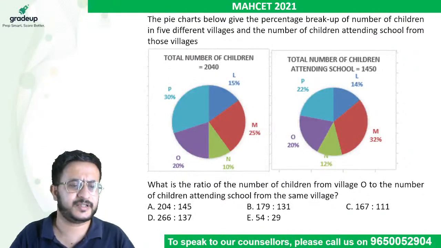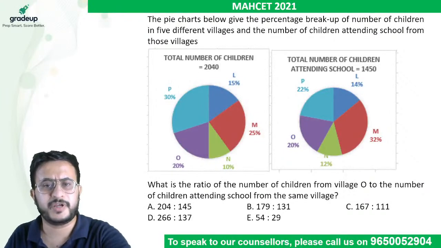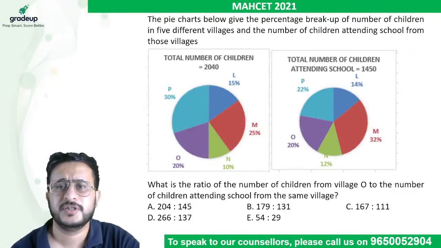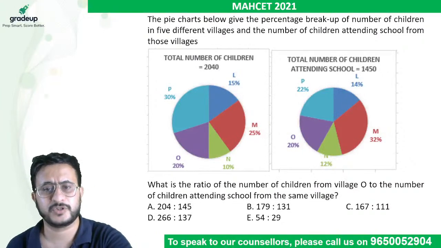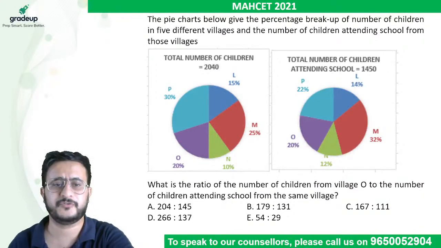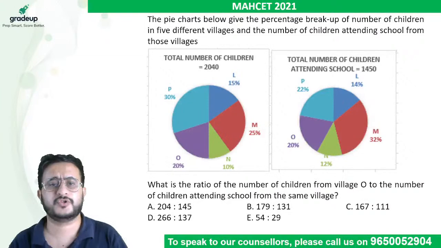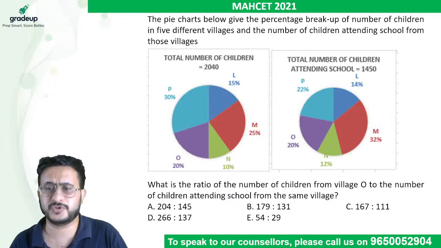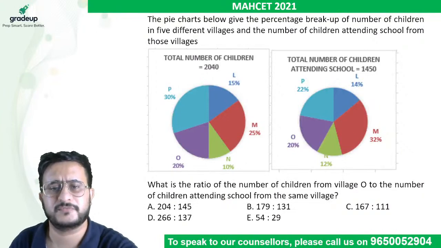All right, so let us begin with the first set for the day, and that is on pie chart. We have a double pie chart. Sometimes you generally get a double pie chart. The first pie chart shows the percentage breakup of the number of children in 5 different villages and the number of children attending school from these villages. The first pie chart gives the number of children, and the second gives the number of children attending school. The total number of children in five villages L, M, N, O, P is 2040, and the number of children attending school is 1450.